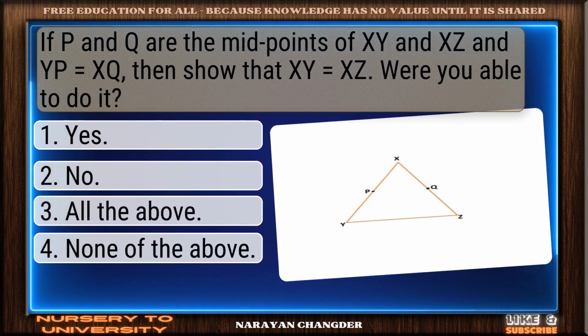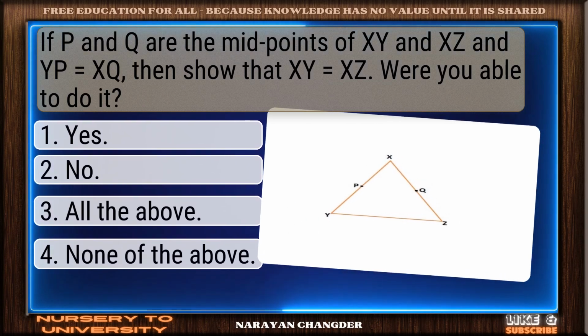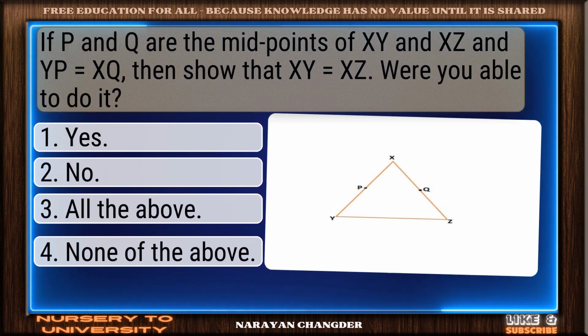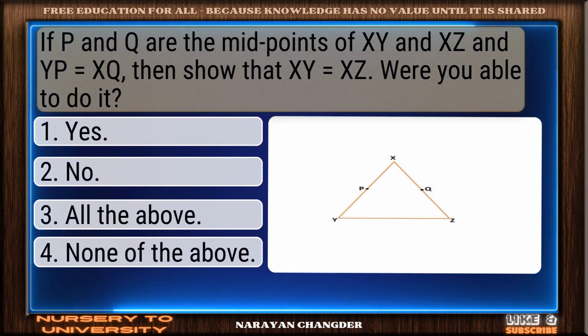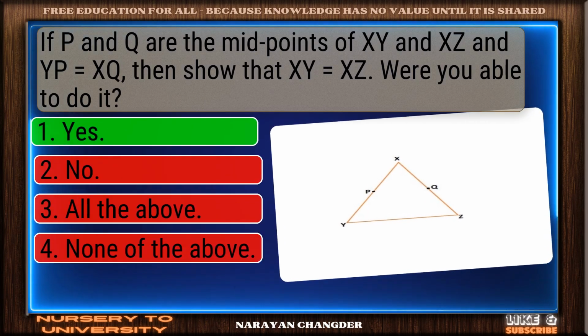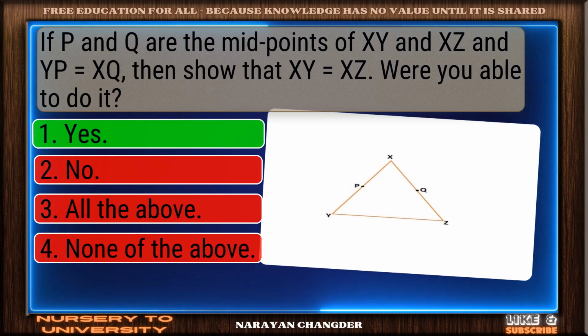Question number 1. If P and Q are the midpoints of XC and XC and IP equal to XQ, then show that XC equal to XC. Were you able to do it? You chose yes, and it is correct.